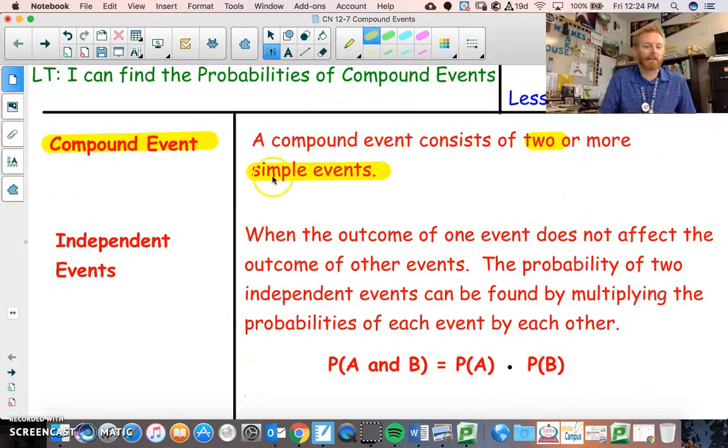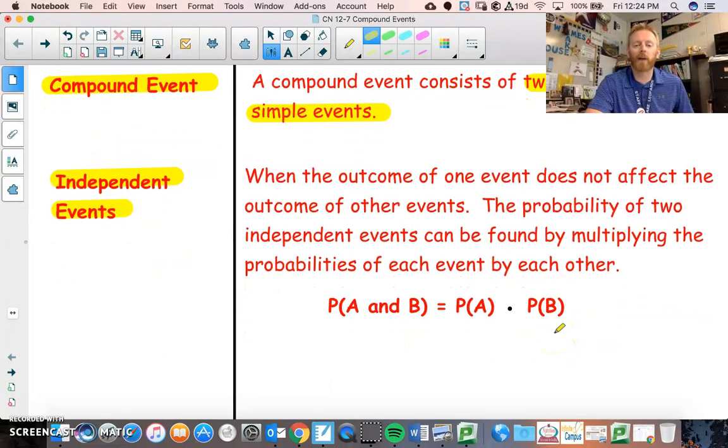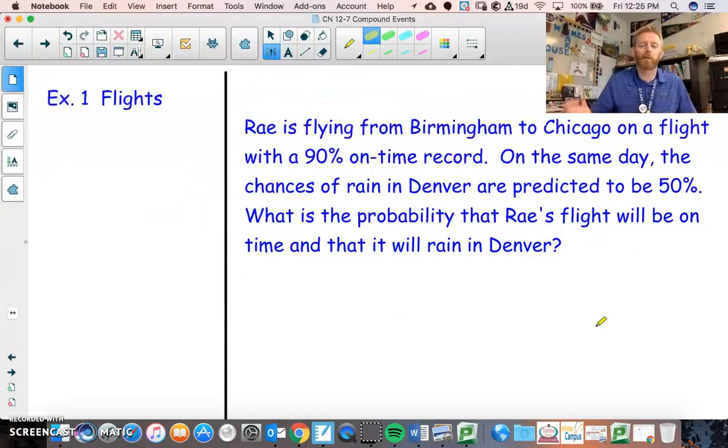Now, independent events are events that are not going to change based off of the next thing happening. One event does not affect the outcome of another event, and that's what it says right here. So the way that we're going to find the probability of a compound event is by finding the probability of A and B together by multiplying those two probabilities. You find the probability of one thing, multiply it by the probability of the second, third, fourth, fifth thing, and you type that into a calculator, and get the probability of all of those things happening at once. So here's going to be our first example.